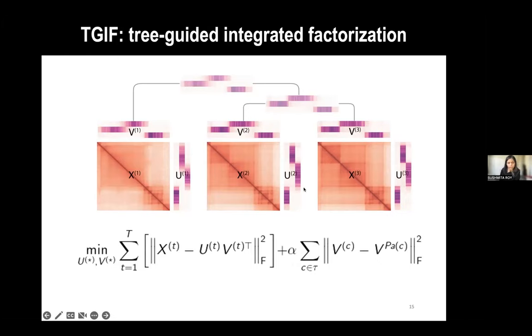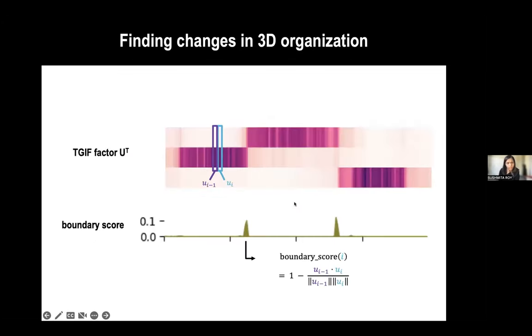So that's the general idea of TGIF, to solve this, try to analyze these high C matrices across multiple conditions by using this multitask learning framework. And once we've gotten these projections, that is the U's or the V's, and this is a symmetric matrix, so we can use either of these, we can use that to actually identify where there have been significant shifts in the assignment of a particular region in these low dimensional representations.